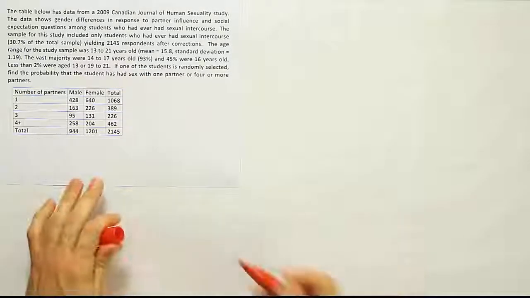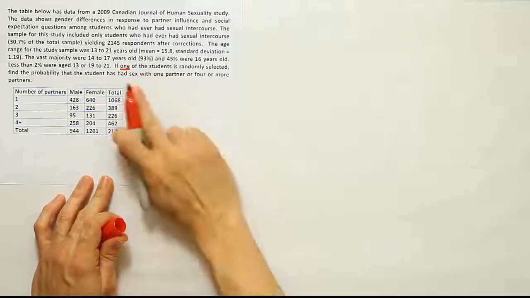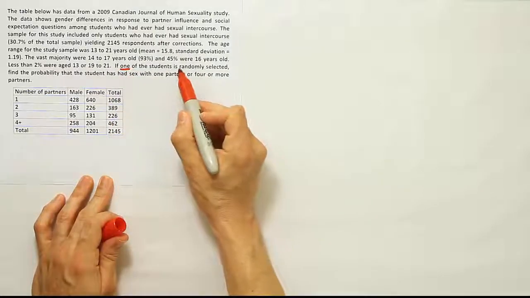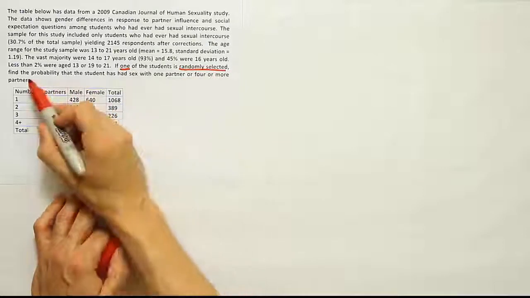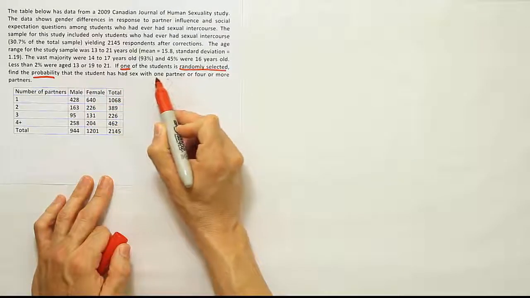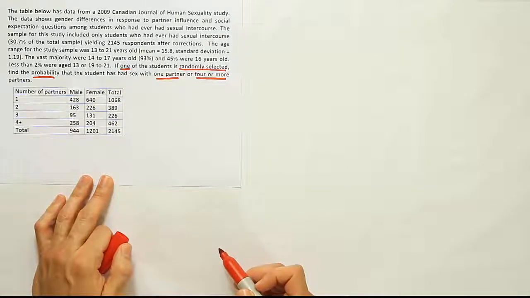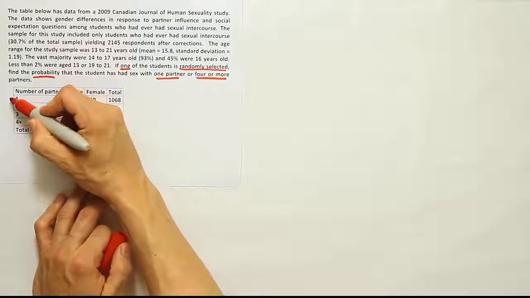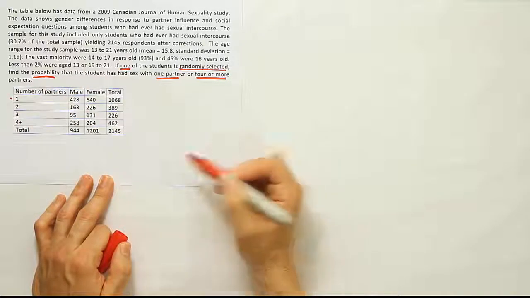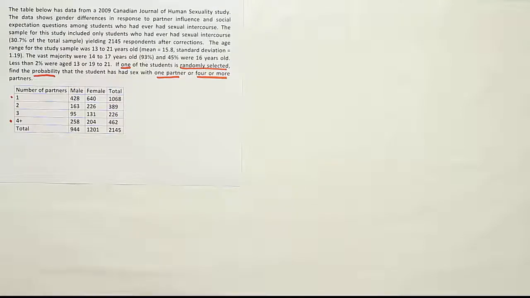Part here, where it says, if one of the students, so let's first underline that, one student is being selected, right? Randomly selected. Find the probability, so we're looking for probability, that the student has had sex with one partner or 4 or more partners. So when we look at the table here, we see that there is one partner here and 4 or more partners listed here. So we have that data listed in the table.